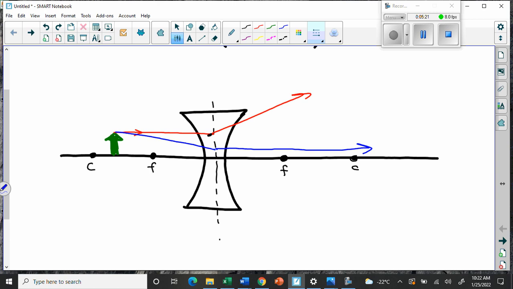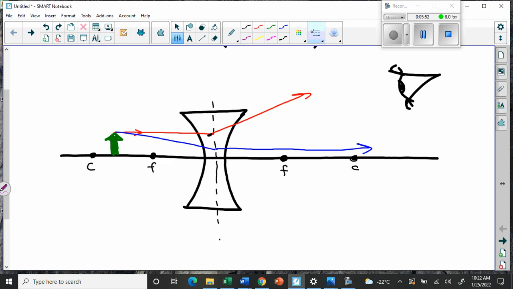Okay. And then we notice that these lines are not crossing. An eyeball on this side would not see any lines crossing to make any real images, but we can always do the old where do they look like they came from routine. So if I take maybe a different color, I'll take the purple color here, and I'll extend the rays.